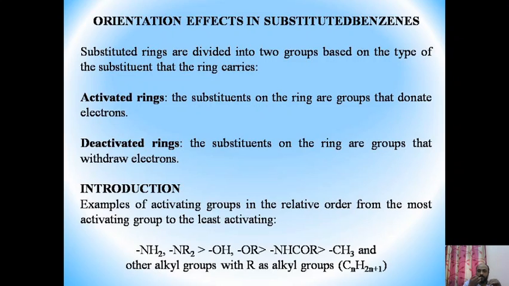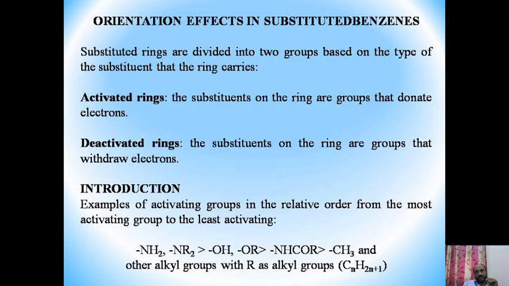So it is very difficult to identify the position. Already one group is present, and when the next group is attached to that benzene ring, where will it be attached? That's why there are some rules, some regulations. If you know those rules, you can easily identify in which position that functional group will be attached. So the substituted rings are divided into two groups based on the type of substituent that a ring carries.